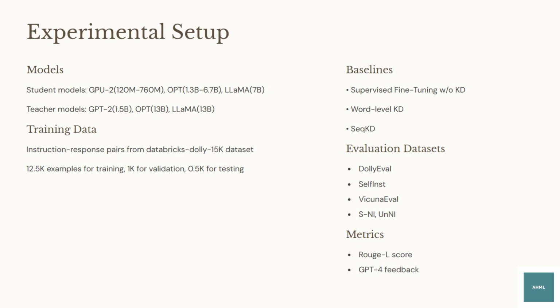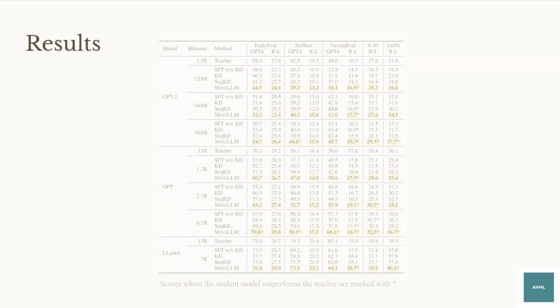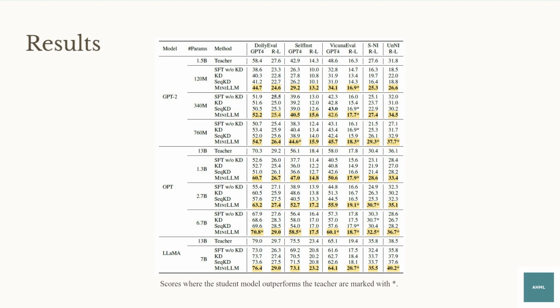MiniLLM was tested across multiple LM families from 120 million to 7 billion parameters for the student model and 1.5 billion to 13 billion parameters for the teacher model. These models are fine-tuned on instruction-following datasets. MiniLLM outperforms baselines and produces the most precise responses. It provides consistent improvement for both small and large models, and oftentimes outperforms the teacher model.